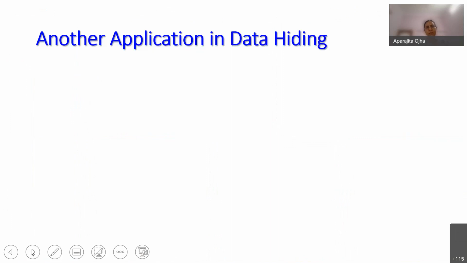So I would like to finally end with another application in data hiding. Those who do not know what data hiding is, this is what we have been doing. Data hiding is precisely hiding some data in another cover, right? Like, for example, within your bag, you would like to hide something. Similarly, data hiding means hiding data in a cover. That cover could be an image, a 3D model, or a text. That is also known as steganography.